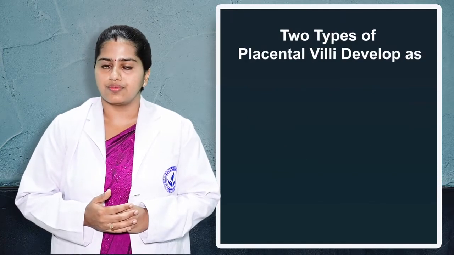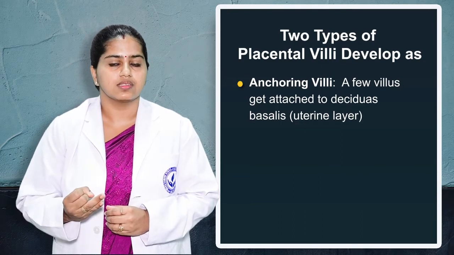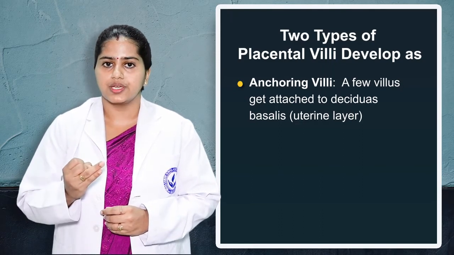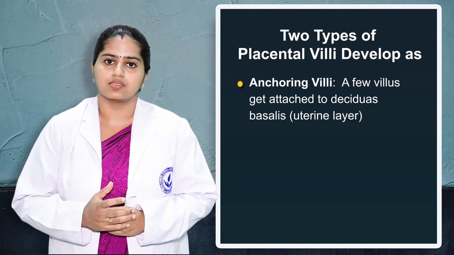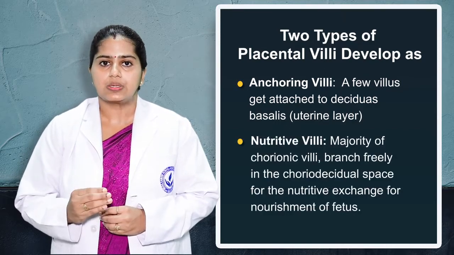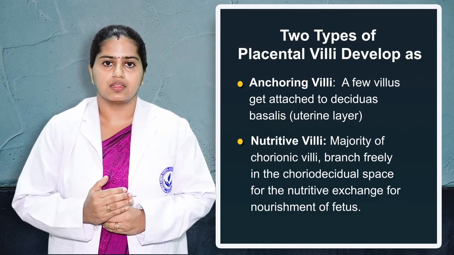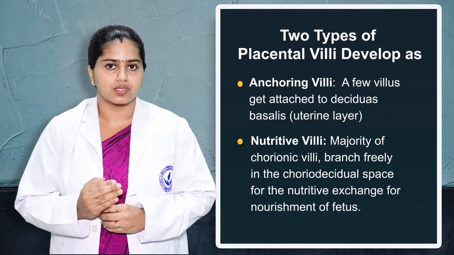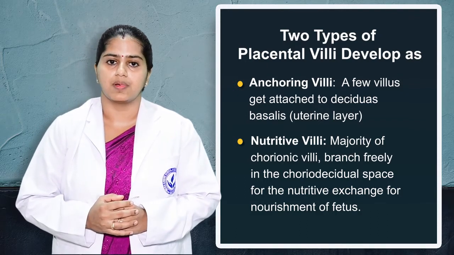There are two types of villi: nutritive villi and anchoring villi. As the word suggests, anchoring villi are the villi that are attached to the uterine layer. The second is nutritive villi, which provide nutrition. These villi flow in the choriodecidual space and give nourishment to the fetal part.